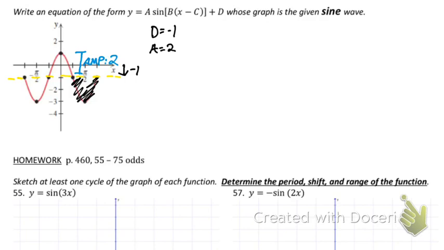So the period is from start to finish of one cycle. So that period is this distance here. Let's go ahead and do that in blue as well. Do you have that? Or do you have a question?